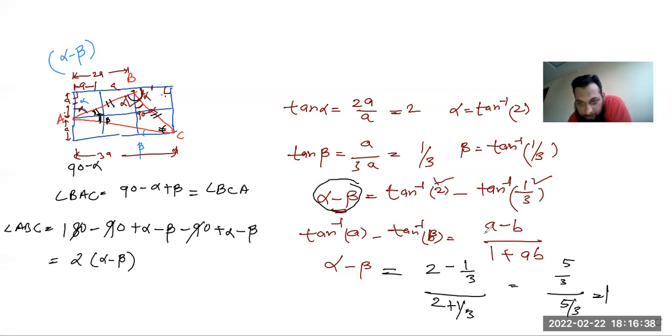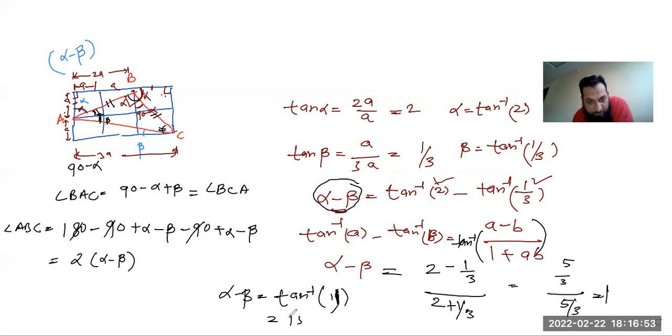So, and there is tan inverse, of course, here. So alpha minus beta is tan inverse of 1. And we know that tan inverse of 1 is 45 degrees. So this is another way of finding out the angle alpha minus beta, which is 45 degrees.